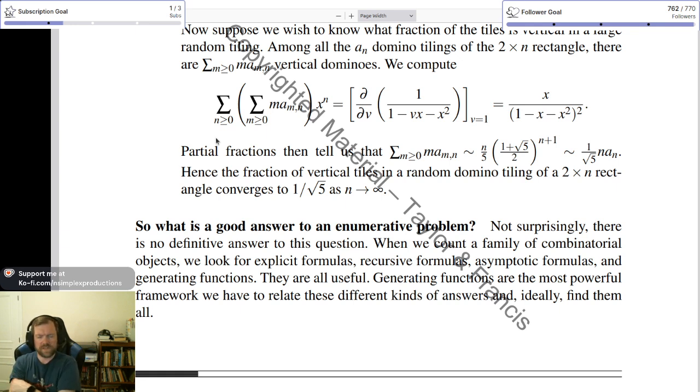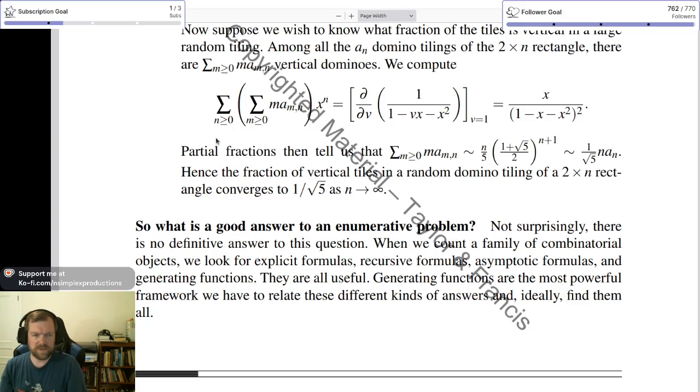Partial fractions then tell us that the sum as m goes from 0 of m times a_(m,n) is approximately n over 5 times phi raised to the n plus 1. Roughly speaking, about 1 over root 5 times n times a_n. So what's a good answer to an enumerative problem?